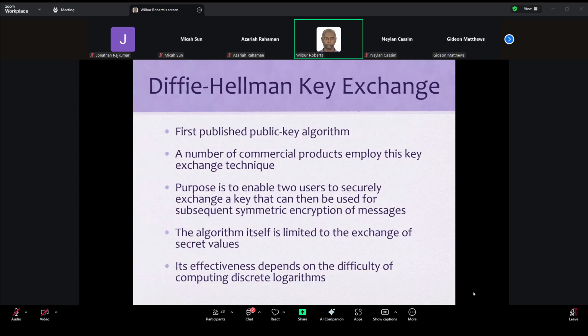We are going to look at, and it's very simple, the Diffie-Hellman key exchange. It has been built upon, but it's still used. They say this is the first published public key algorithm. So it's a public key algorithm.